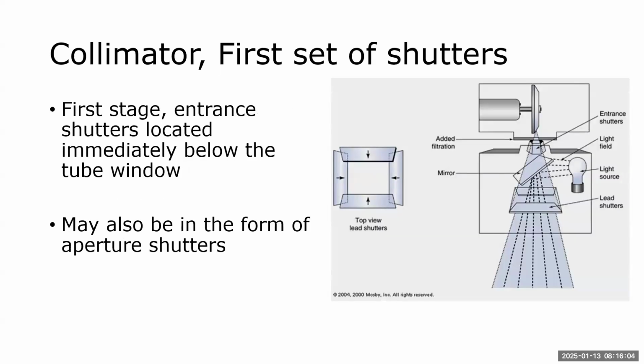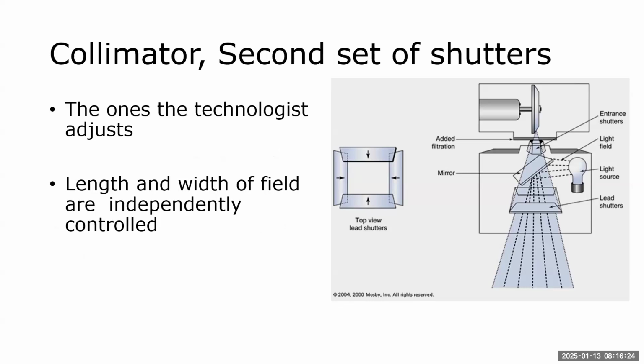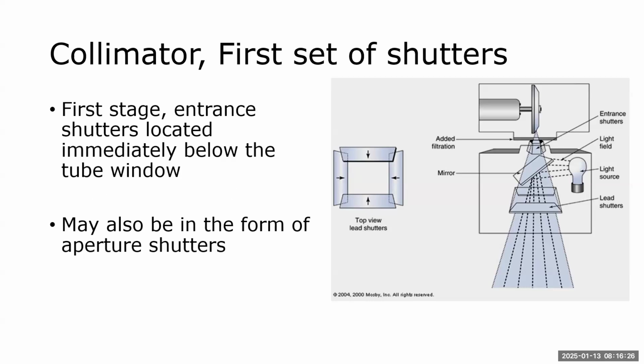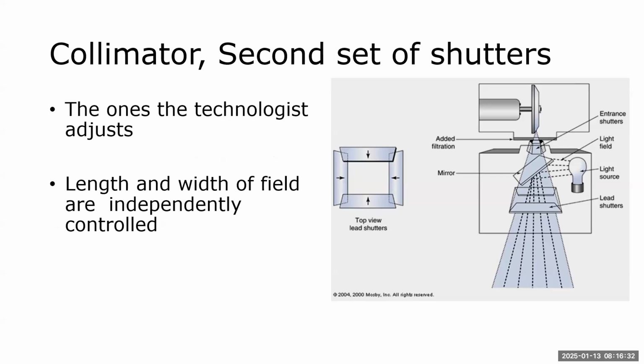So the first set of shutters, and this picture is in your book. The first stage is the entrance shutters, and those are located immediately below the tube window. And these can also be in the form of aperture shutters. This first stage of shutters, we don't control. That is built in, okay? What we control is the second set of shutters.